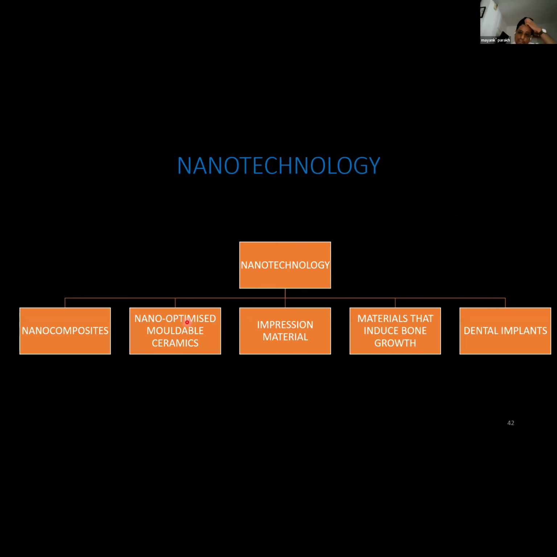So nanotechnology's main role currently is in nanocomposites, in certain moldable ceramics, in some impression materials that are currently in the market. They also are helping get a better bone growth in patients who don't have bone, and they are playing a role in dental implants.